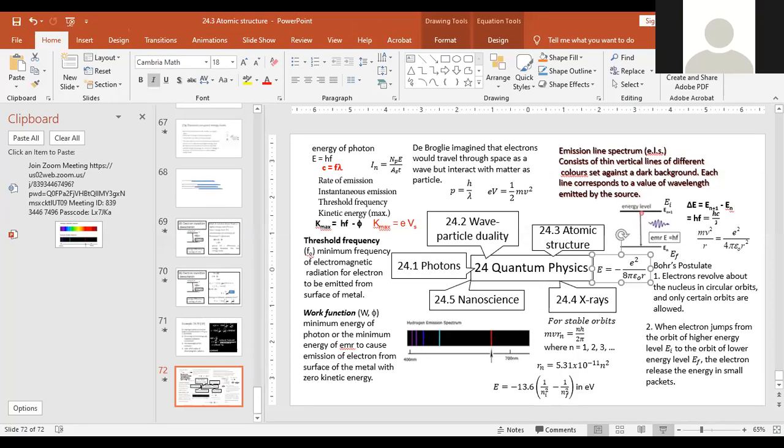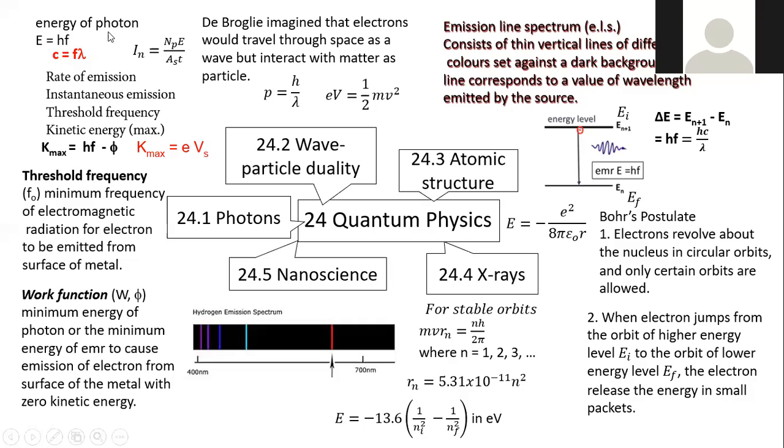Okay, let's just review before we start again. Essentially, we are just using this formula, energy of photon, E equals hf. And if you want to convert to lambda, you can use this formula, c equals f lambda. Today we will also be using the Bohr equation or relation.